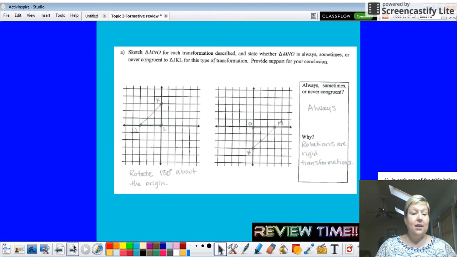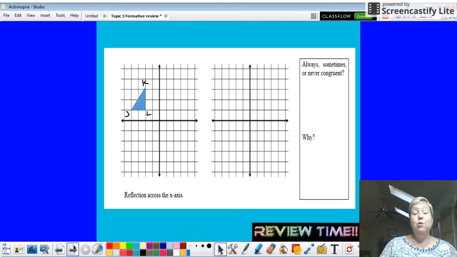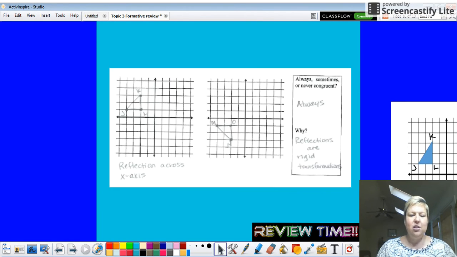In letter B, and just let me move my screen, this time you were asked to reflect across the x-axis. So again, if you take a look at my picture, I've taken that JKL, which is right here on my screen, and I've reflected across the x-axis. So you can check your MNO to see if that works. And again, is this always, sometimes, or never? It is always congruent because, again, reflections are rigid transformations. That's what this whole topic has been about. So because it's a rigid transformation, it preserves size and shape.